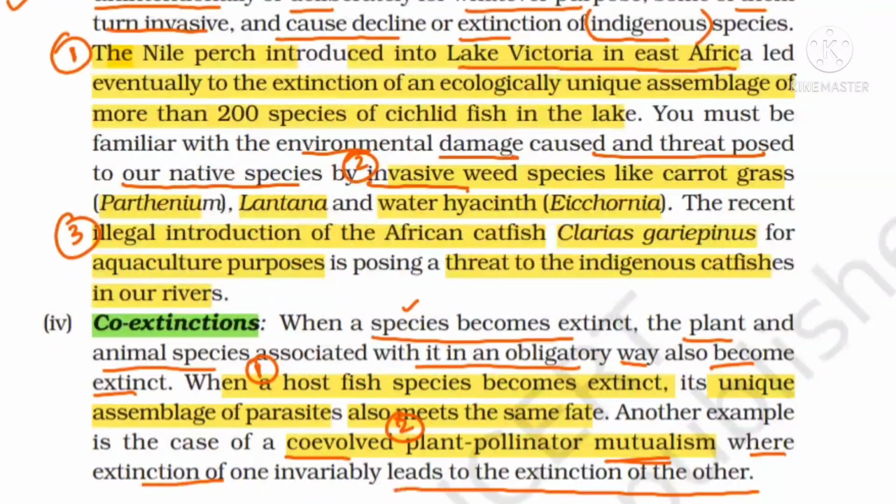We have to highlight the reasons why we should save diversity and how we should save it.